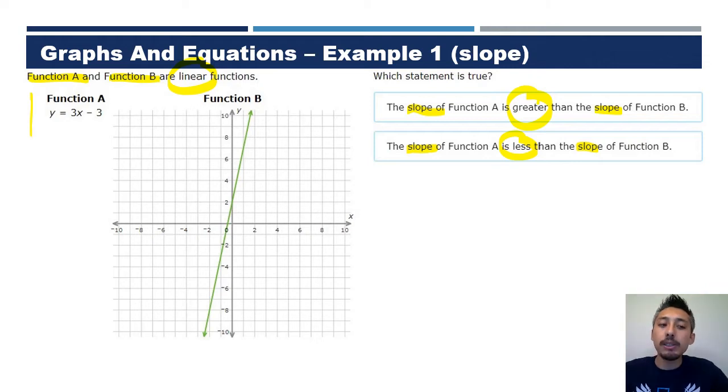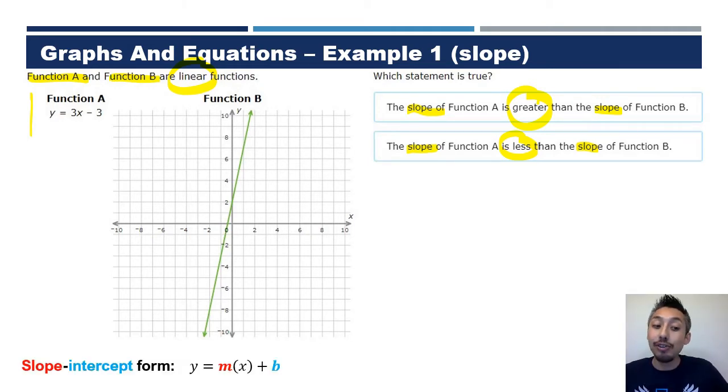There are a few things that we need to review real quick before we could fully answer this question. So let's look at function A first. Y is equal to 3x minus 3. Do you remember the name of the equation, the way that equation is written? Do you remember that? And if you said slope-intercept form, you are correct. Yes, this is written in slope-intercept form. Y equals mx plus b.